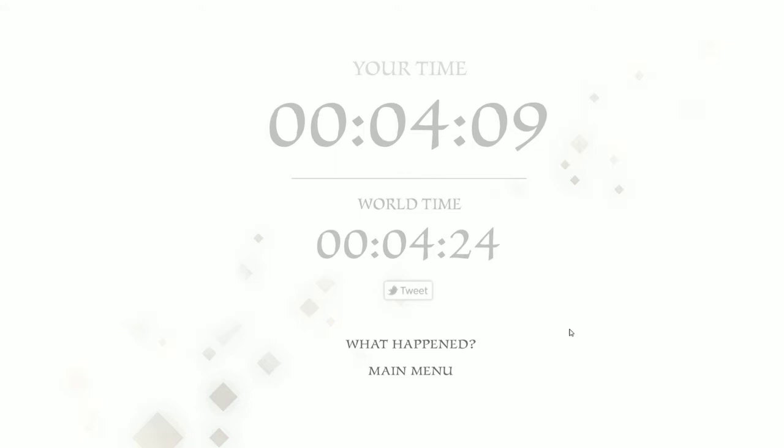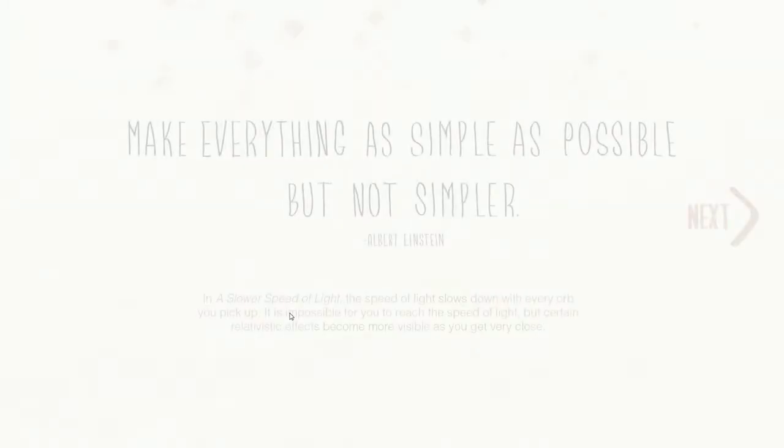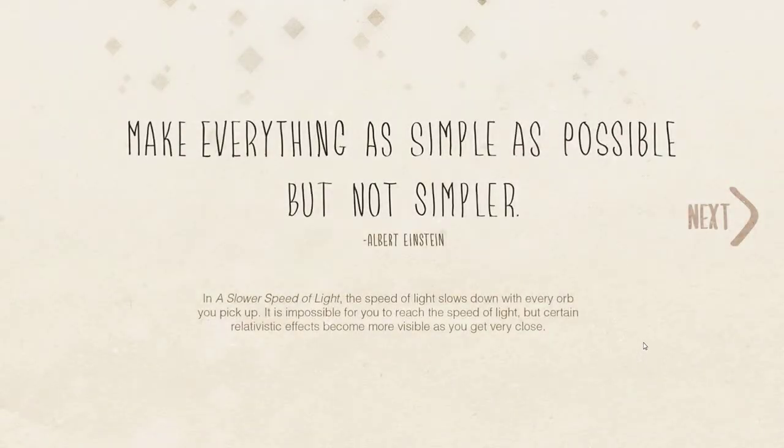Okay, so let's click on the What Happened tab, and we'll see the excerpts that they've written about different effects that happened in the game. "Make everything as simple as possible, but not simpler." Albert Einstein. In A Slower Speed of Light, the speed of light slows down with every orb you pick up. It's impossible for you to reach the speed of light, but certain relativistic effects become more visible as you get close.